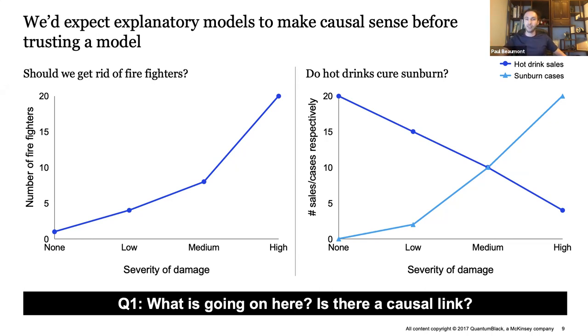There's something else, right? It is definitely true that these things are correlated. There is a hidden variable. There's something that's known actually as a confounder, right? So something that is actually driving both of these things, right?